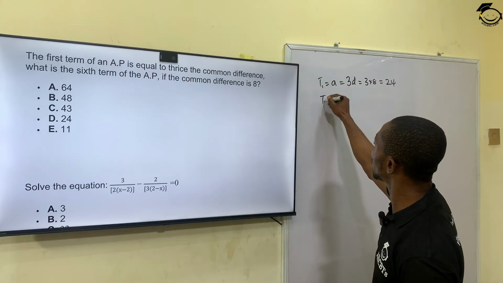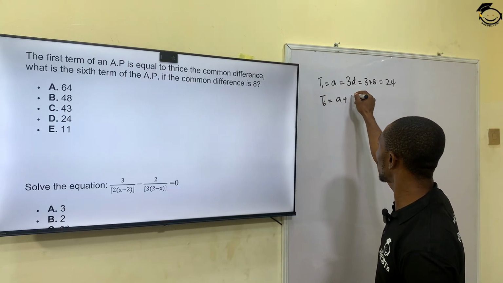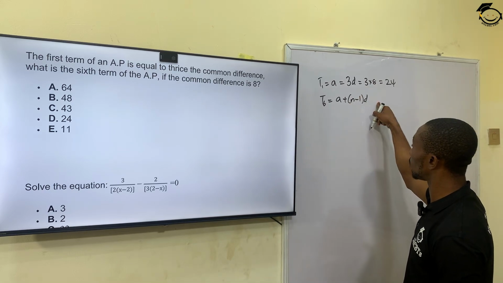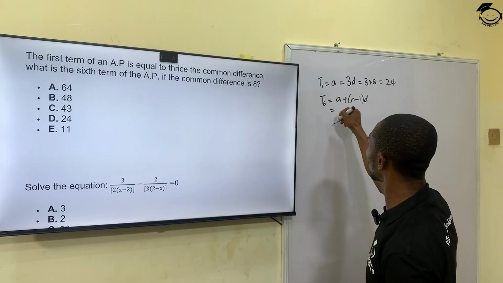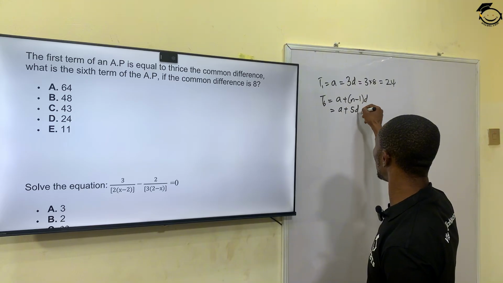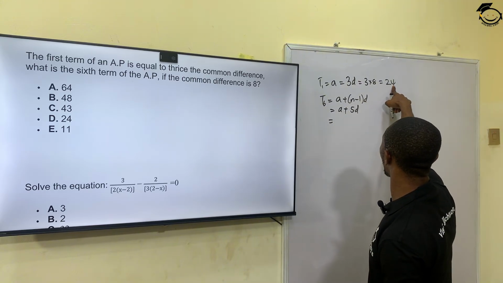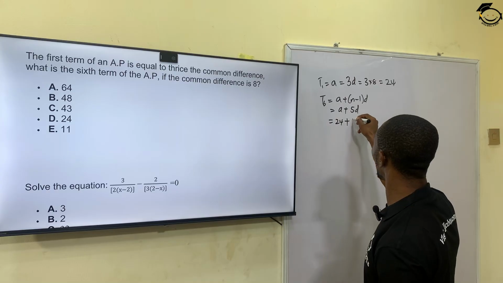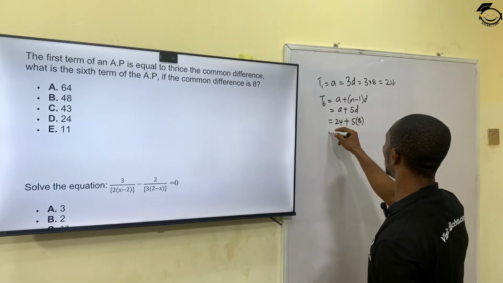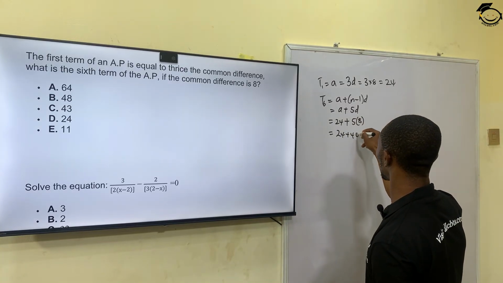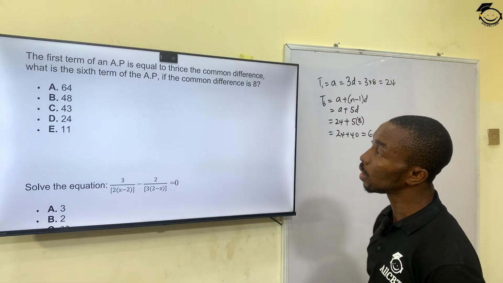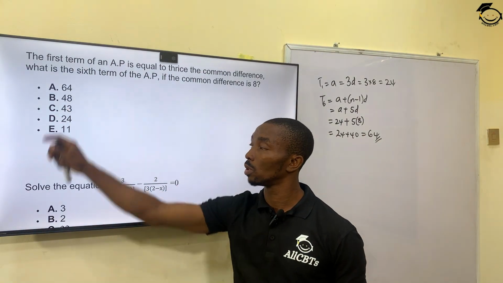And we know that T6 is A plus (n minus 1)D, where n is 6, and D is the common difference. A is our first term. So this gives us A plus (6 minus 1), 5D. Now, in this case, our A is 24 plus 5 times 8, which is our common difference. So this becomes 24 plus 40, which will give us 64. So the sixth term will be 64, which is option A.